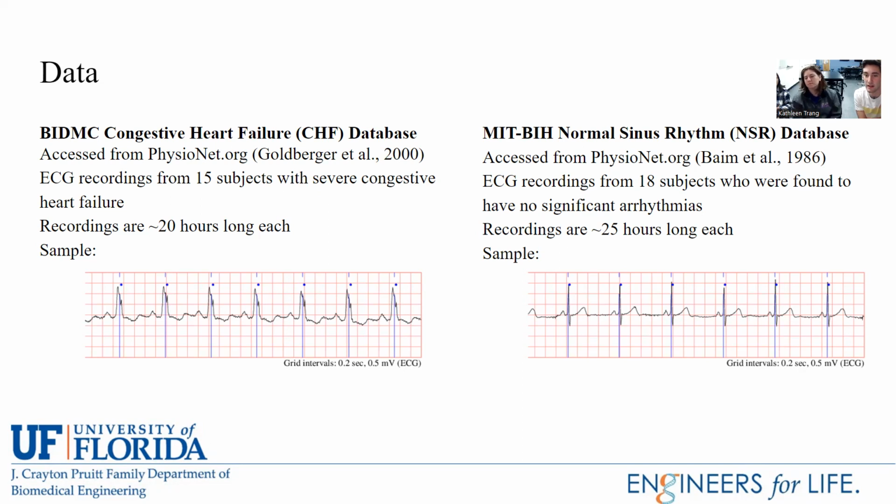And the second database that we used was the MIT-BIH normal sinus rhythm database, also accessed from physionet.org. And that included EKG recordings from 18 subjects who were found to not have any significant arrhythmias or heart issues. Those recordings are about 25 hours long each, and that's also a sample.